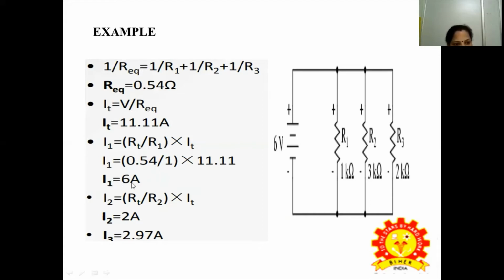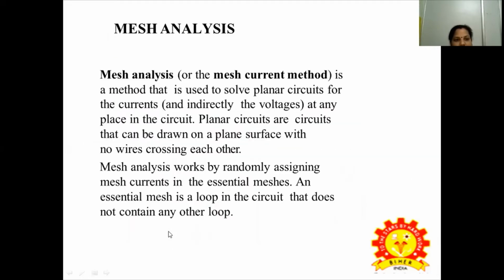So we can write I1 equal to 6 amps. So I2 equals RT divided by R2 into IT. So I2 value is 2 amperes. So I3 equals 2.97 amperes.